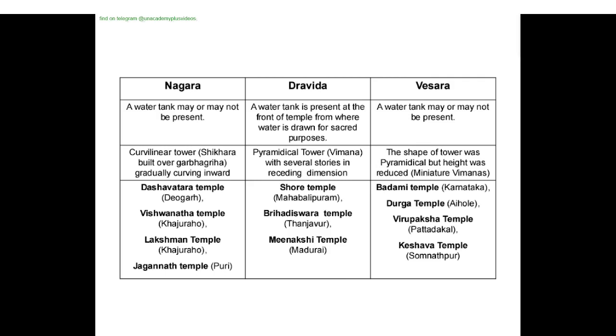Examples for Nagara are the Dashavatara Temple of Deogarh, Vishwanatha Temple of Khajuraho, Lakshmana Temple of Khajuraho and Jagannath Temple of Puri. For Dravida, Shore Temple Mahabalipuram, Brihadishwara Temple Tanjavur, Meenakshi Temple Madurai. For Vesara, Badami Temple Karnataka, Durga Temple Aihole, Virupaksha Temple Pattadakal, and Keshava Temple Somnathpur.